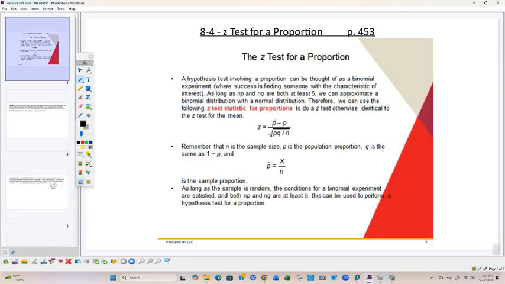So this formula is what they call the z again. We're going to talk about the z distribution again. But you need to remember from previous sections that p hat is the sample. P belongs to the population.